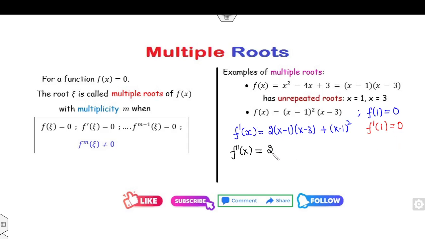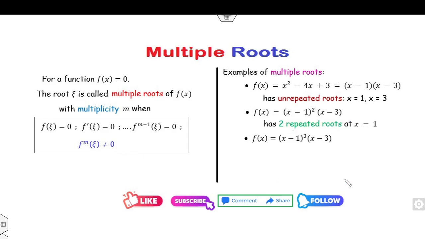So f''(x) is twice of (x minus 3). I can use the product rule: twice of (x minus 1) plus twice of (x minus 1). Now clearly, what is f''(1)? This is 0, but this is non-zero. Now look at that, the second derivative is non-zero. Therefore x equal to 1 is a double root, and double root means the multiplicity is 2.